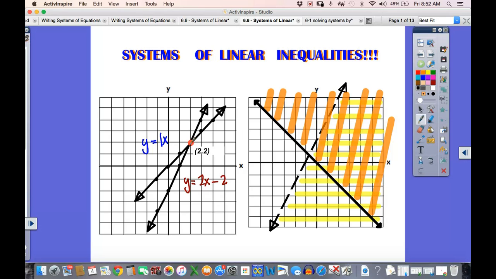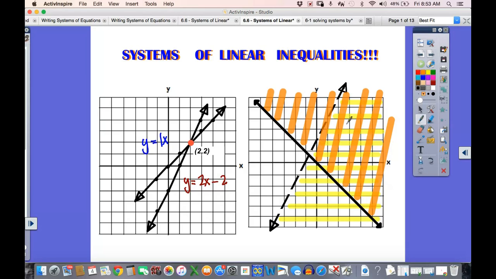Remember, the solution to the system is where the two lines intersect. This is the point (2, 2), and we know that it's the solution because it satisfies both equations. If I put in (2, 2): 2 is equal to 1 times 2, which is 2, so 2 is equal to 2, a true statement. And 2 is equal to 2 times 2, which is 4, minus 2 is 2. Therefore, 2 is equal to 2. So it is a solution.